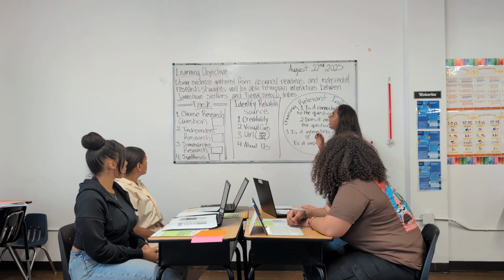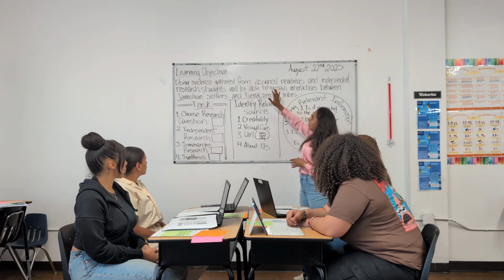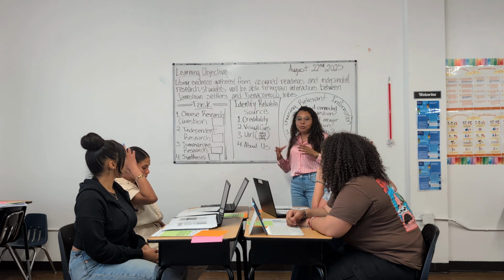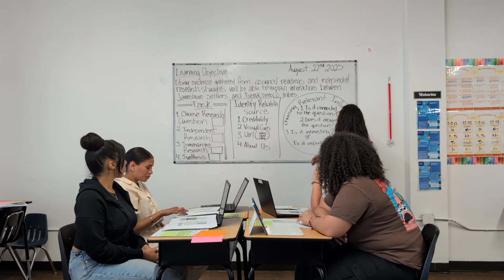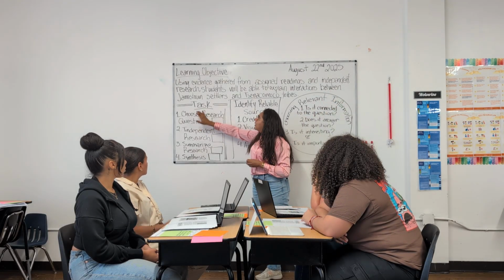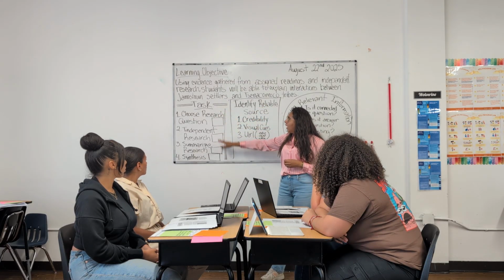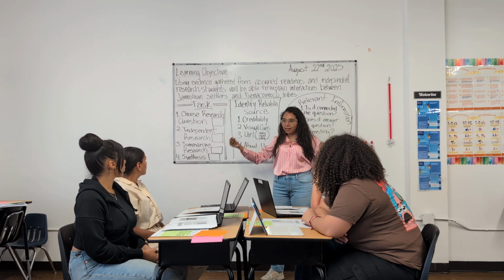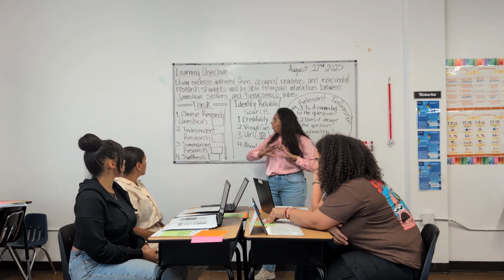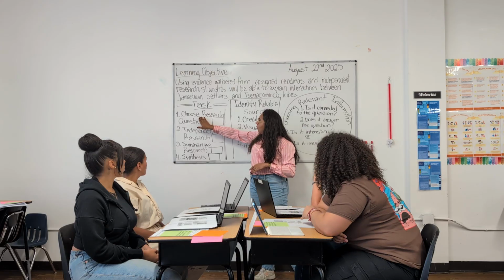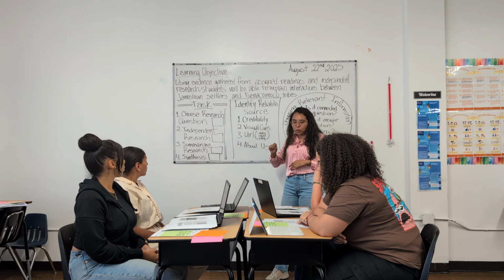It says, using evidence gathered from assigned readings and independent research, students will be able to explain interactions between Jamestown settlers and Sinacomoco tribes, okay? So we did this part yesterday, the assigned reading. We annotated, we read, we summarized. Today we're going to focus on the second part of this objective, which is the independent research. In this corner, we're looking at 4 tasks which we're doing this entire week. Today, we're going to choose a research question, okay?